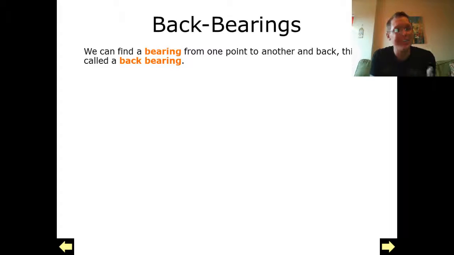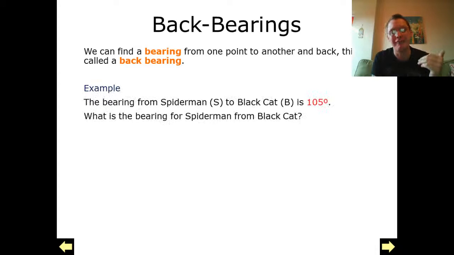Now what I'm going to be doing is using the idea of bearings, where we normally calculate what degree angle we'd have to travel from one point to another, to actually calculate how to get back from this point to our original point. But this is called a back bearing.